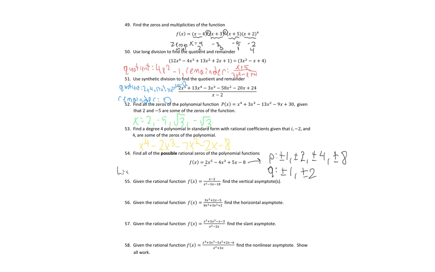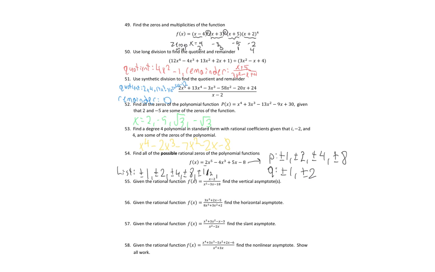So I'll put my list here. It's going to be plus or minus 1, because 1 over 1, plus or minus 2, because 2 over 1, plus or minus 4, 4 over 1, plus or minus 8 from 8 over 1. And then plus or minus 1/2, because it's 1 over 2. I'm going to redo that so I can actually read the next problem when we get there.